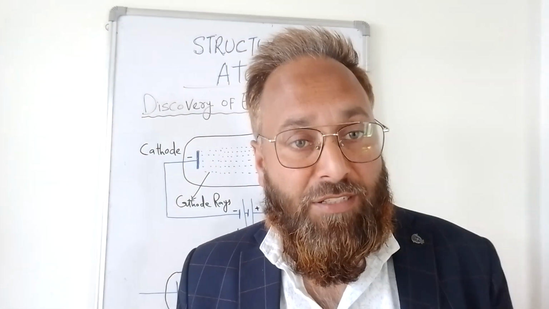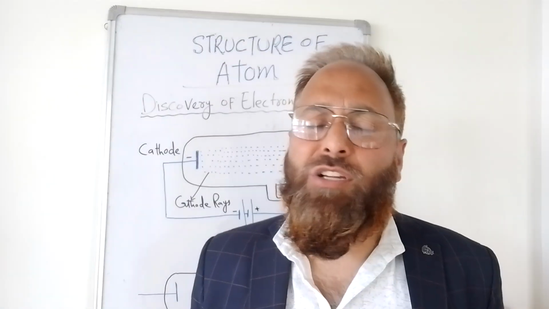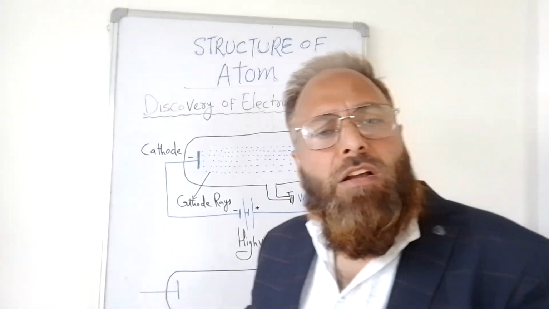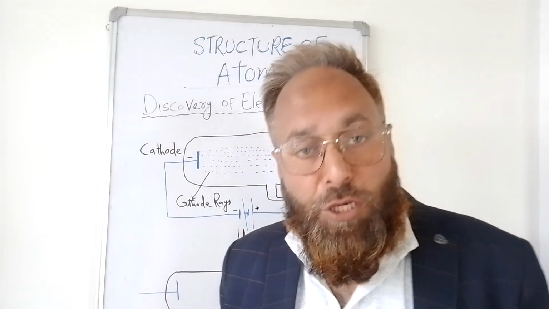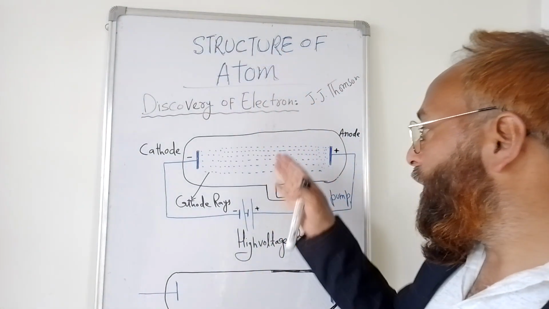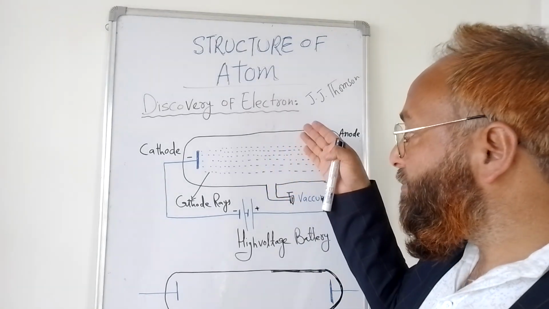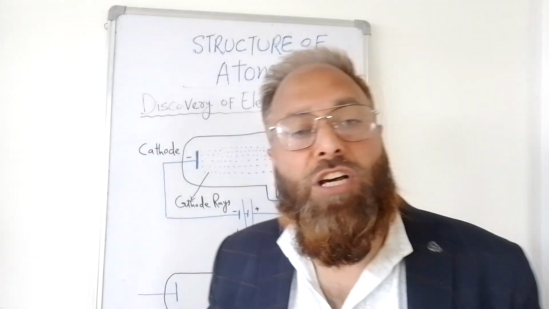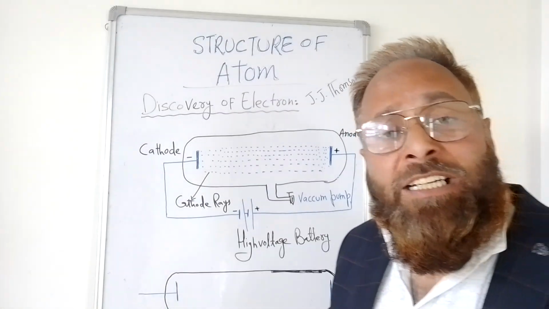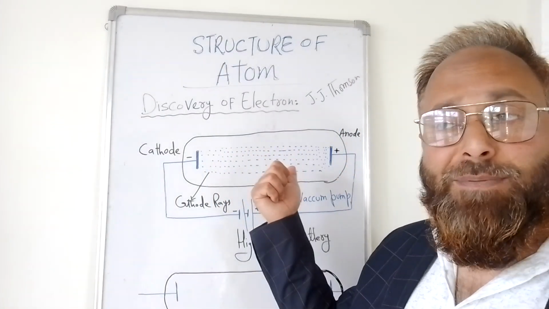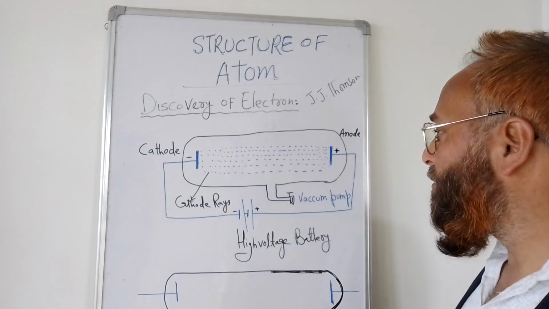First of all, let me explain what a discharge tube is. A discharge tube is simply a tube made of glass where a vacuum pump is used. What is the use of the vacuum pump? The vacuum pump removes the gases, the air present in the discharge tube, so that no error is produced in the experiment and the discovery of electron takes place easily.